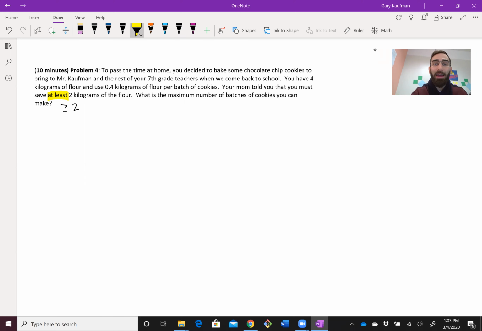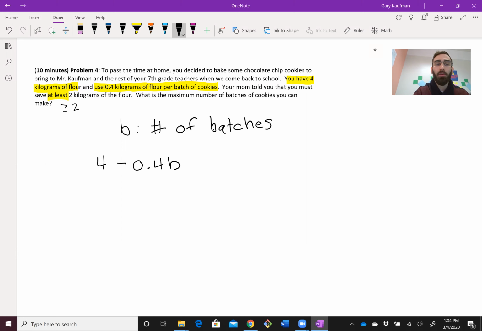So you have 4 kilograms of flour and you use 0.4 per batch. Well, what we don't know is the number of batches. So we'll say B represents the number of batches. I'm going to use the story. So we're starting with 4. We're using, which means subtracting, 0.4 per batch. And we must have greater than or equal to 2 left over.